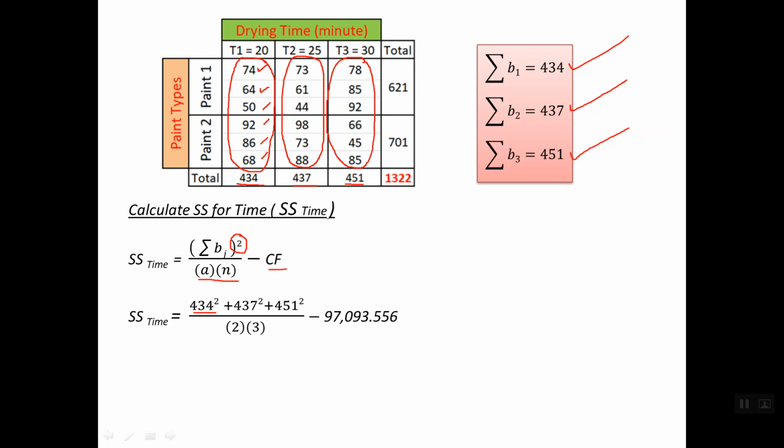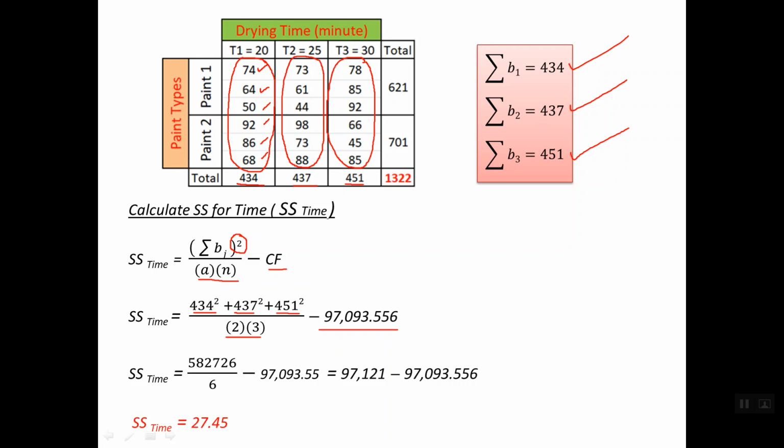434 squared, plus this is the summation for B2 squared, and this is the summation of the B3 level, and you should square it, divided by 6. And this value represents the correction factor, which has already been calculated. So if you proceed, you will get the final result for the SS for the time to be 27.45.